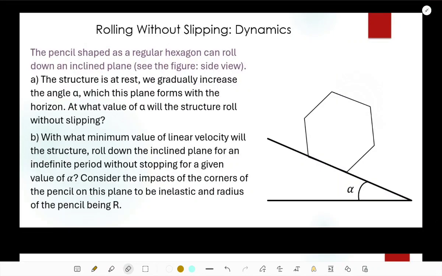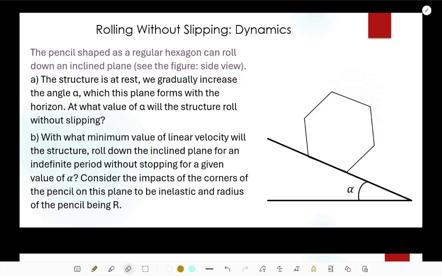Welcome to a new problem solving session, and with this problem we are going to start taking problems of dynamics of rigid body rotation. So this is the first problem, a bit weird, but we have a problem here at hand. The statement simply says that a pencil shaped as a regular hexagon can roll down an inclined plane. See the figure, this is a side view.